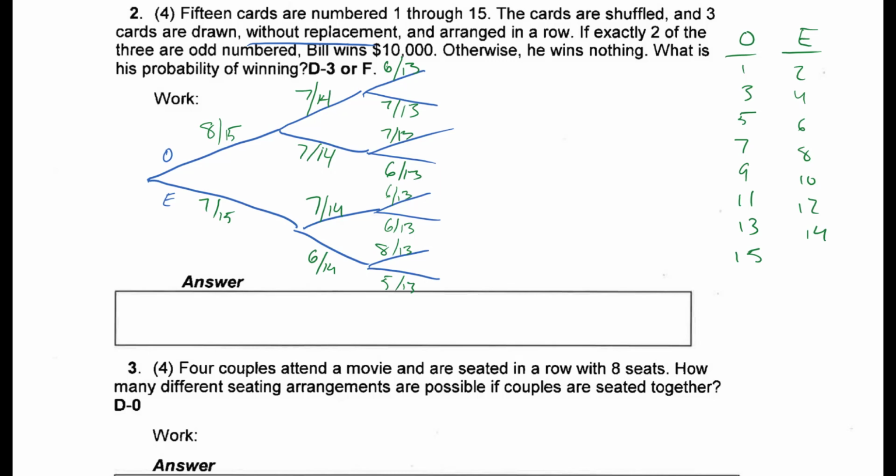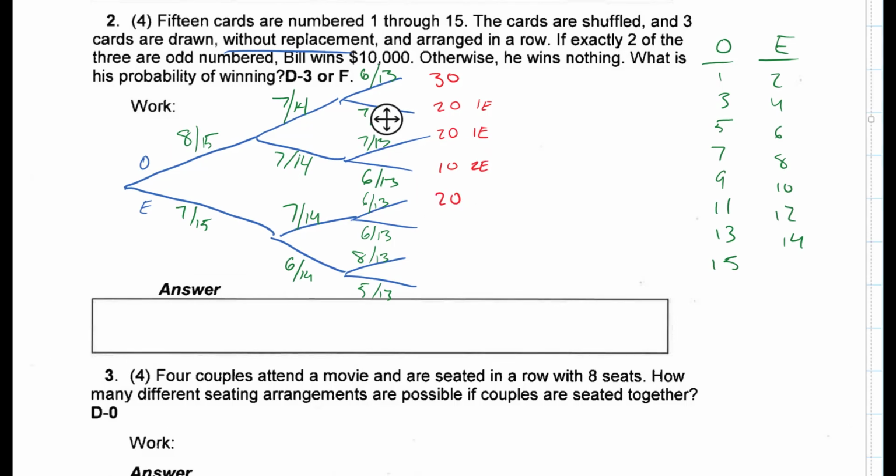Okay, so I've generated this list. I just want to make sure that I've got this right. This is 3 odds. That doesn't win for me. I need at least 2 odds. This will be 2 odds and 1 even. This will be 2 odds and 1 even. This, on the other hand, is going to be 1 odd and 2 evens. This will give me 2 odds. This will give me 1 odd, 2 evens. This guy is going to give me 1 odd, 2 evens, and this will give me 3 evens. So I don't really need all of these.